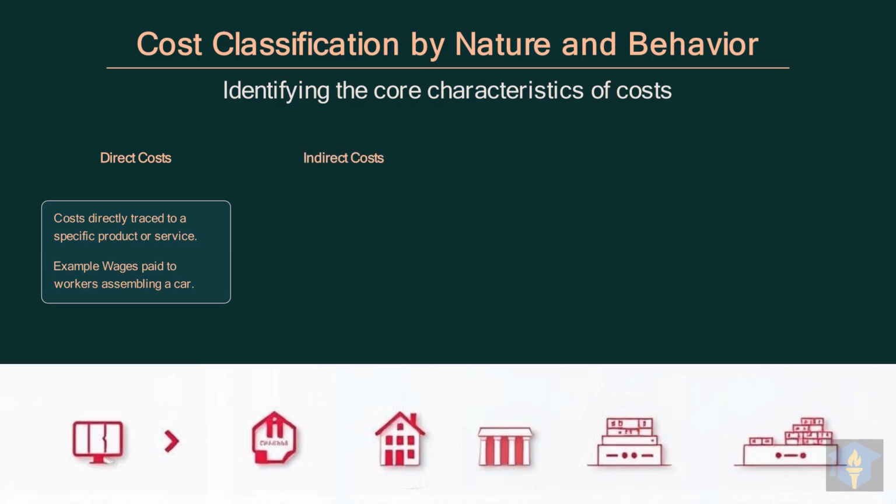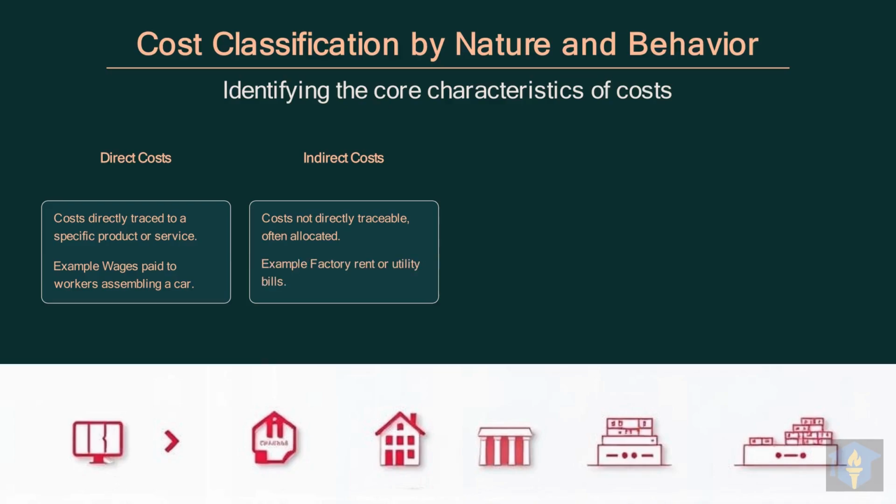Next, indirect costs are expenses that cannot be directly traced and are often allocated across multiple products. These costs are not directly linked to a single product, but are necessary for overall operations. Examples include factory rent or general utility bills, which support the entire production facility.